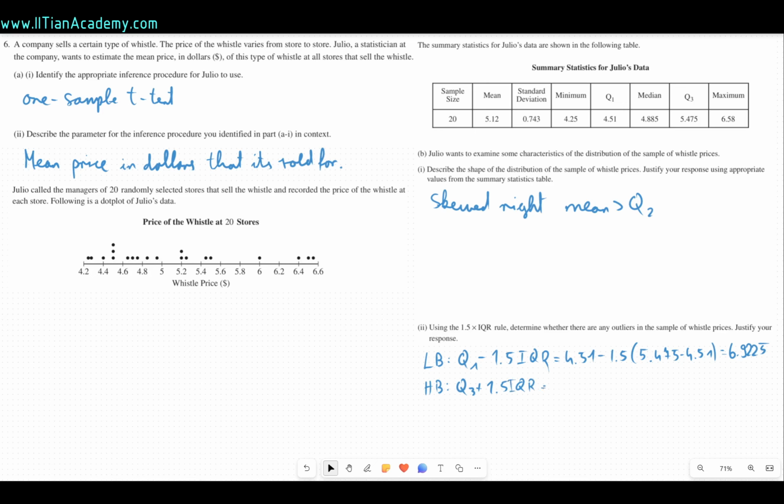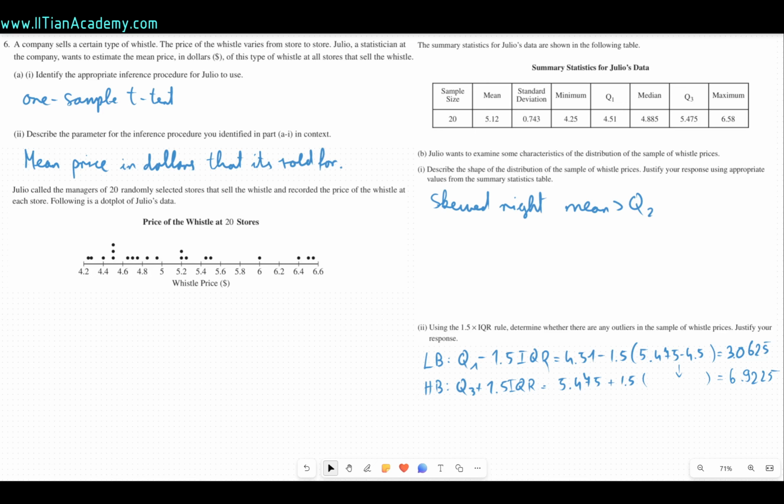So this will be 5.475 plus 1.5 times the same IQR, which will give us 6.9225. And then obviously I notice that I miswrote it. So this is supposed to be 3.0625.